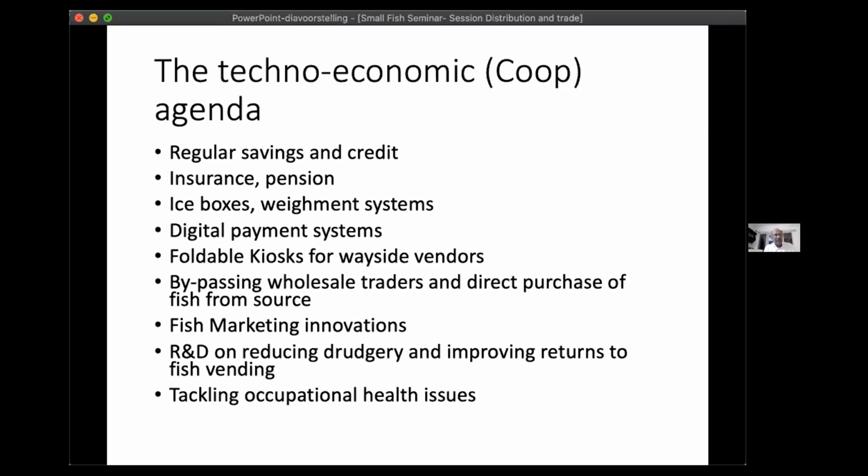savings and credit, insurance, ice boxes, digital payments. We are working on some technical ideas of foldable kiosks, because these wayside markets don't have any legal status. You can't put up anything which even looks semi-permanent. So there are locations where we are looking at some kind of simple things which can be folded and taken away, but which protect the women and the fish from the elements. Next.